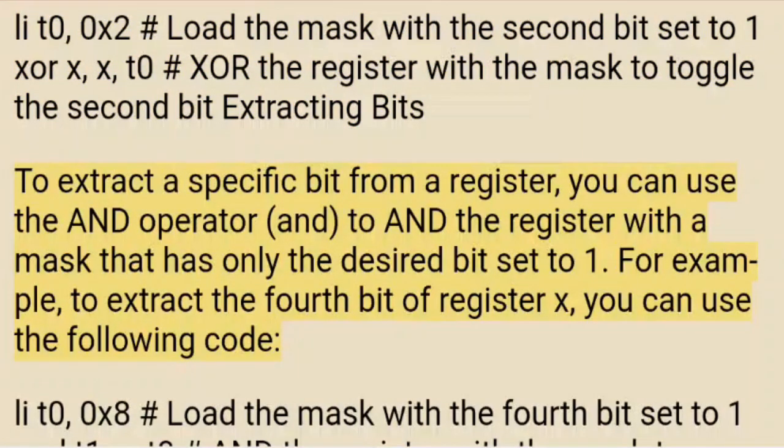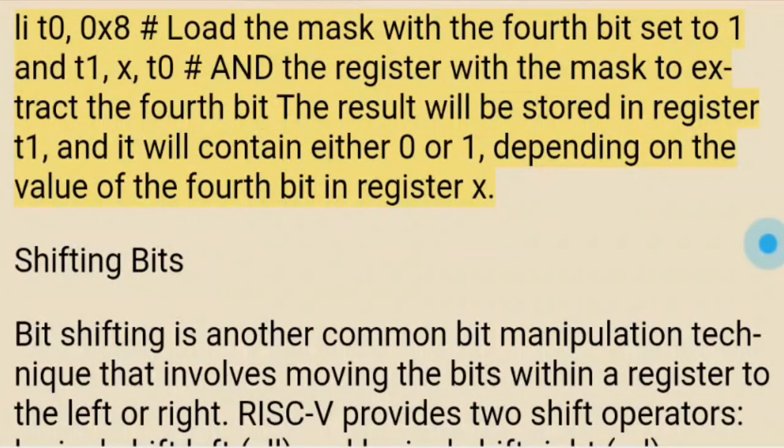Extracting bits. To extract a specific bit from a register, you can use the AND operator to AND the register with a mask that has only the desired bit set to 1. For example, to extract the fourth bit of register X, you can use the following code. li T0, 0x8 # load the mask with the fourth bit set to 1. and T1, X, T0 # AND the register with the mask to extract the fourth bit. The result will be stored in register T1, and it will contain either 0 or 1, depending on the value of the fourth bit in register X.